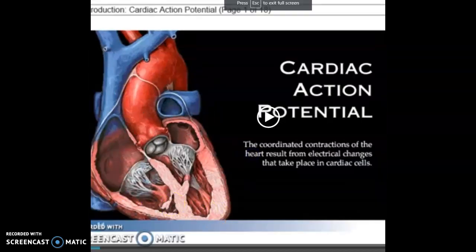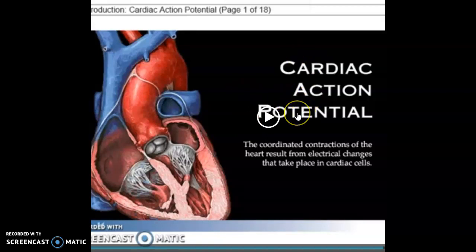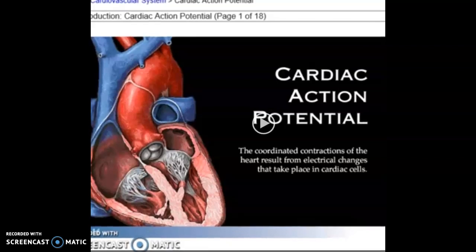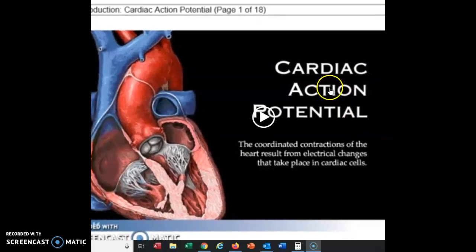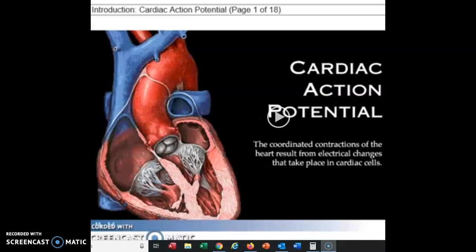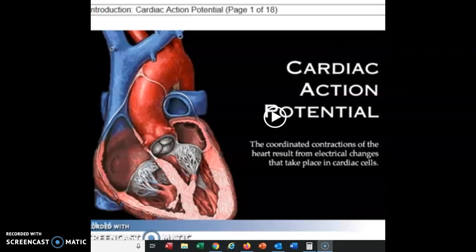Okay, let's talk about the highlights of the cardiac action potential videos that you should have watched. Of course, we spent quite a bit of time last semester talking about what an action potential was. We saw it in a neuron and in a skeletal muscle. But what we want to do right now is actually talk about the cardiac action potential in the heart.